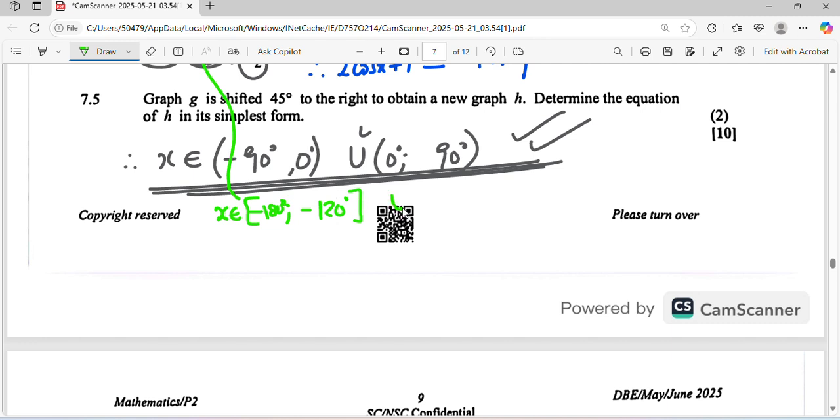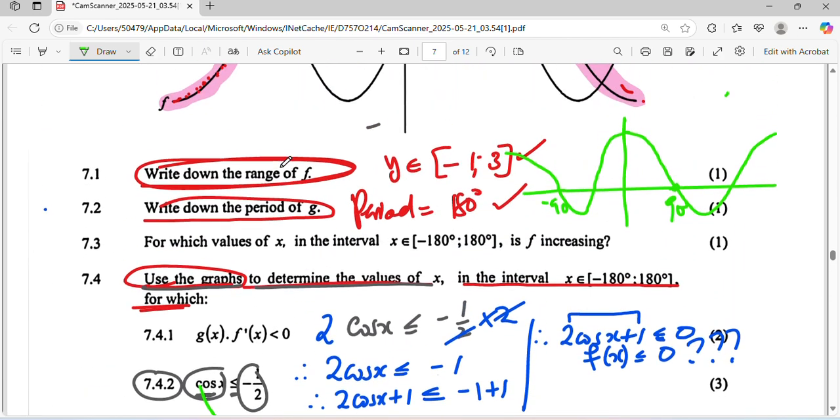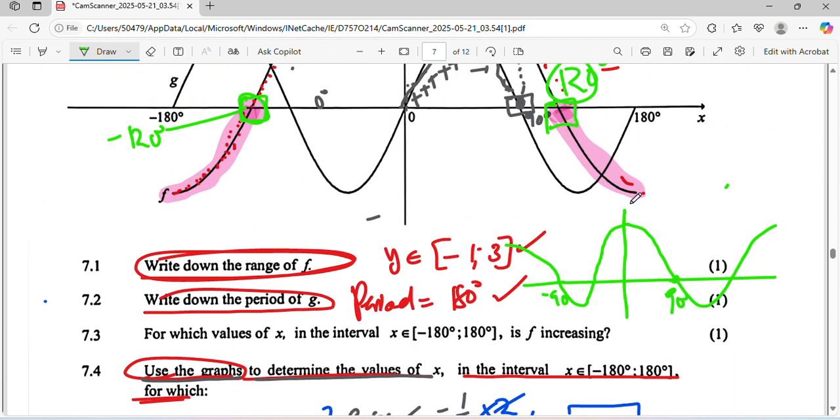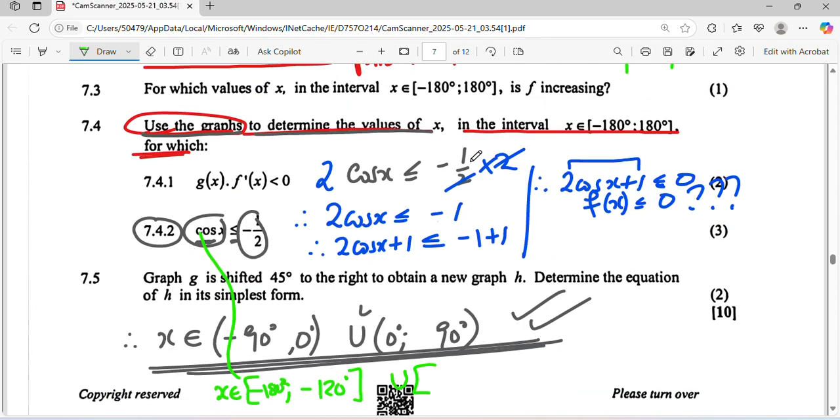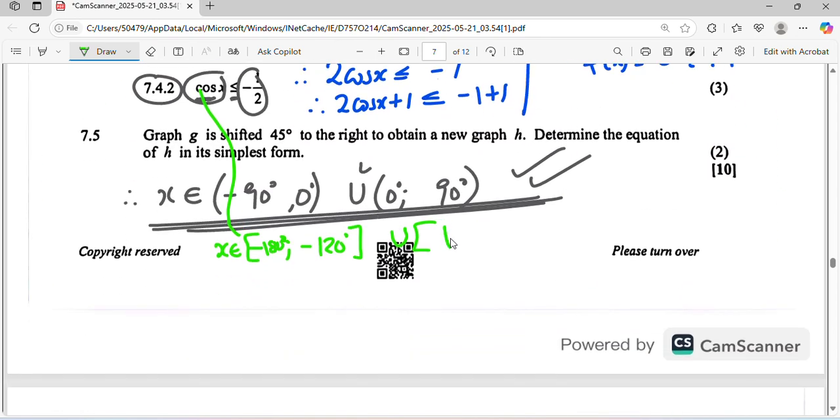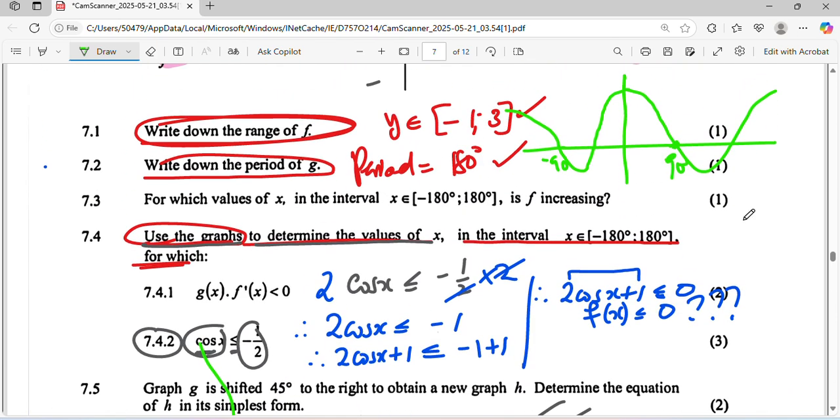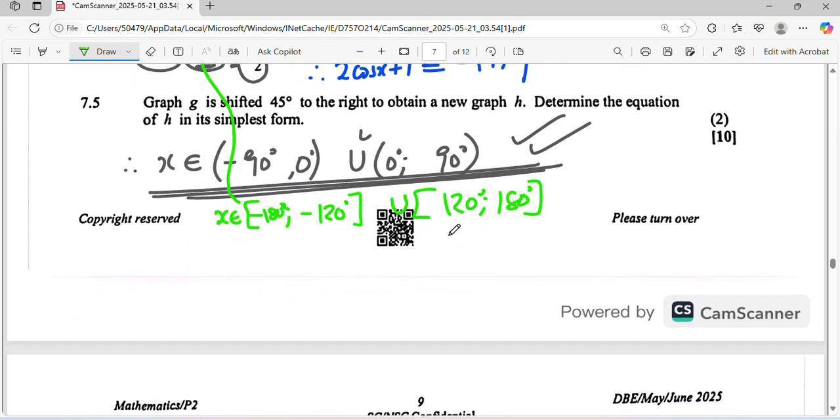Then I'm going to say union, from 120 to 180, that's where it's below. So I'm going to say 120 to 180. I'm going to include 120, because here it is 0, and at 180 it's still below, so the condition is satisfied. So this is my solution set for this one. Okay, I hope I didn't make any mistake.